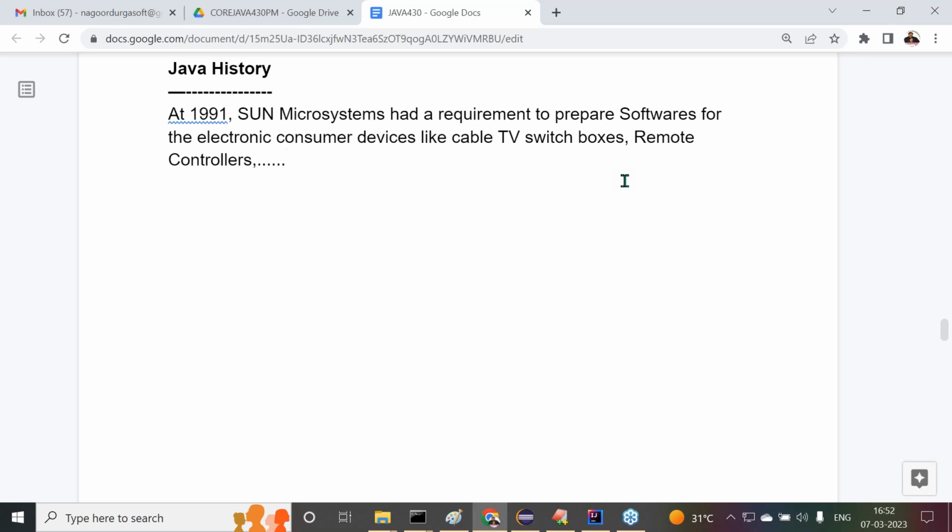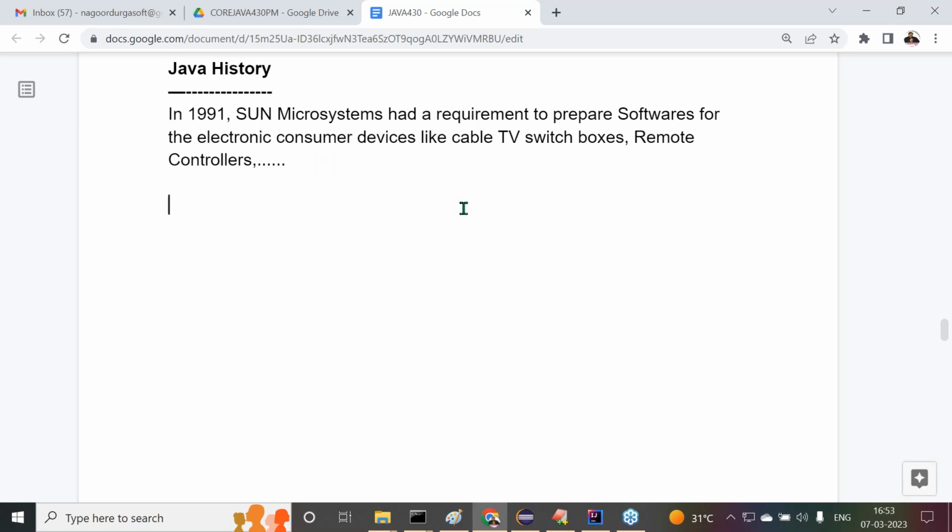Remote controllers and so on. In 1991, Sun Microsystems had a requirement to prepare software for electronic consumer devices like cable TV switch boxes, remote controllers, and so on. This is the requirement of Sun Microsystems in 1991. Good.